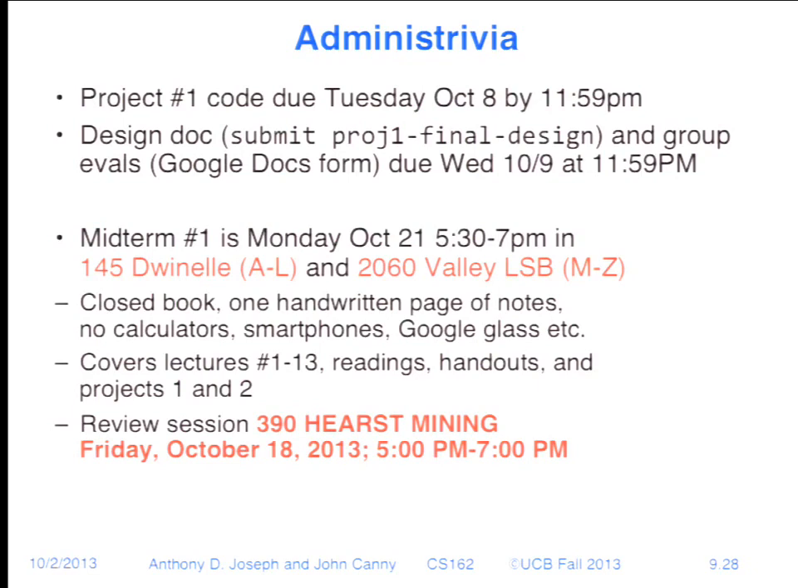It's covering material up to, I think, the Wednesday before the midterm. We do have a review session scheduled in Hearst Mining the Friday before the exam. So please try to attend that. All right, 5 minute break, and we'll try to finish up after that.